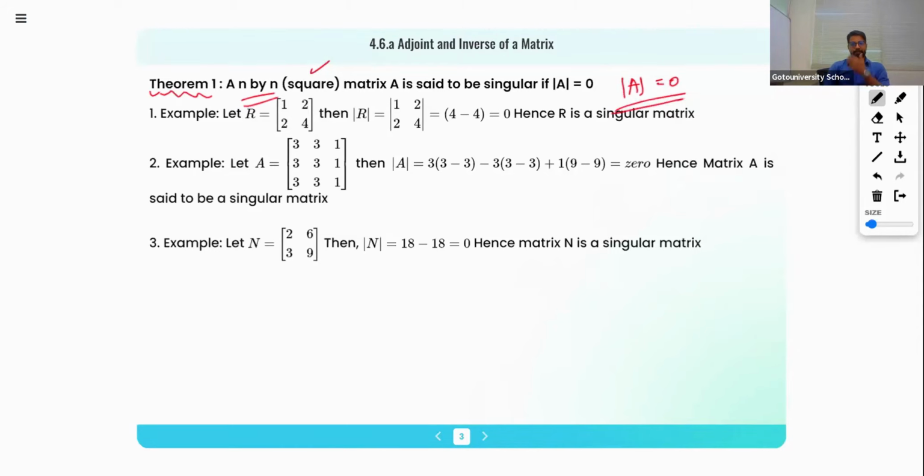Okay, there's an example. What is the determinant of this matrix? 4 minus 4, 0. It's an example for a 2 by 2 singular matrix. And there's an example for a 3 by 3 singular matrix. And we know that if any particular row or any particular column is equal to another row or another column, automatically the determinant becomes 0, right?